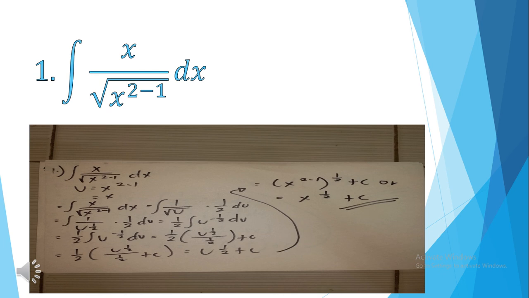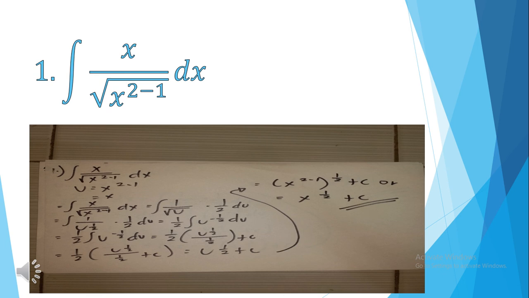is equal to the integral of 1 all over the square root of u multiplied by 1 half du, which is equal to the integral of u to the power of negative 1 half multiplied by 1 half du, which is equal to 1 half integral of u to the power of negative 1 half du, which is equal to 1 half multiplied by u to the power of 1 half all over 1 half, plus c.